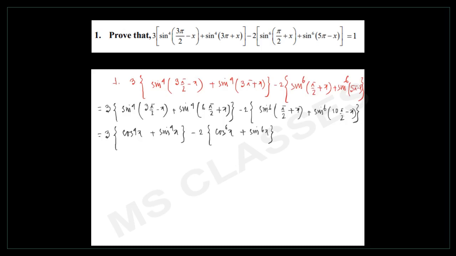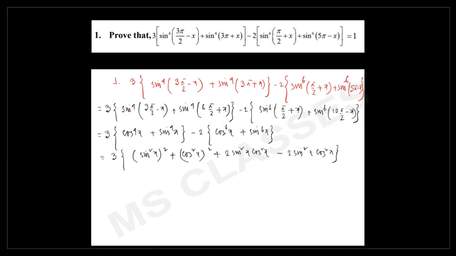Why? Because it's 10. Now we'll simplify this and this. We can write this one as sine square x whole square plus cos square x whole square. And what we do here, we add 2 sine square x cos square x and subtract 2 sine square x cos square x. Why do we do so? So that we can write this part of the expression as sine square x plus cos square x whole square, because then we can write that one as 1.